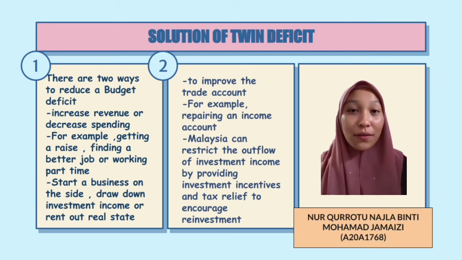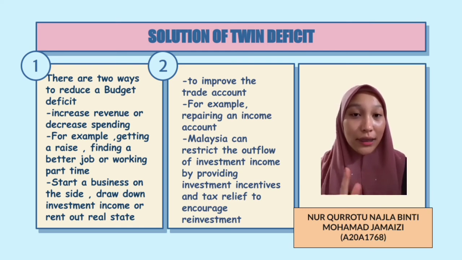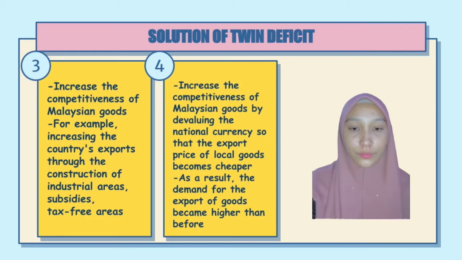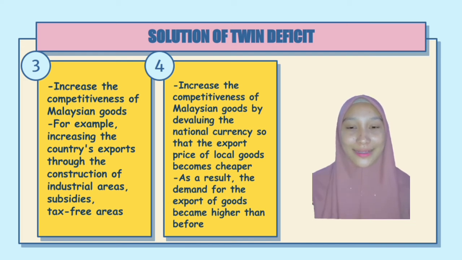The way to overcome the twin deficit problem is to improve the trade account. For example, repairing an income account. Malaysia can restrict the outflow of investment income by providing investment incentives and tax relief to encourage reinvestment. Secondly, increase the competitiveness of Malaysian goods. For example, increasing the country's export through the construction areas, subsidies, and tax-free areas.